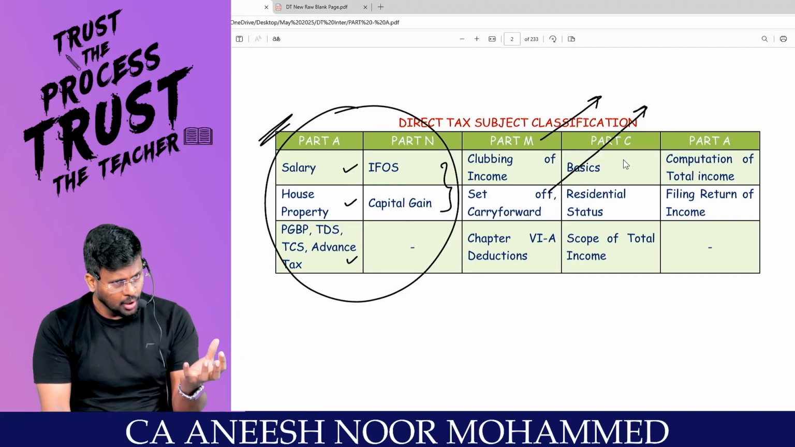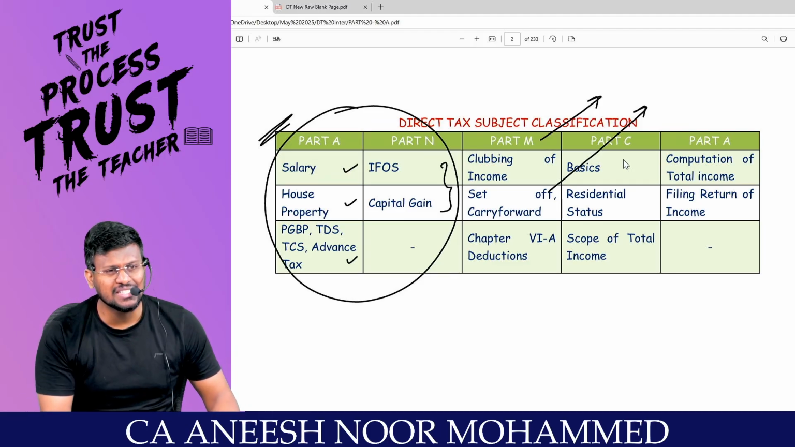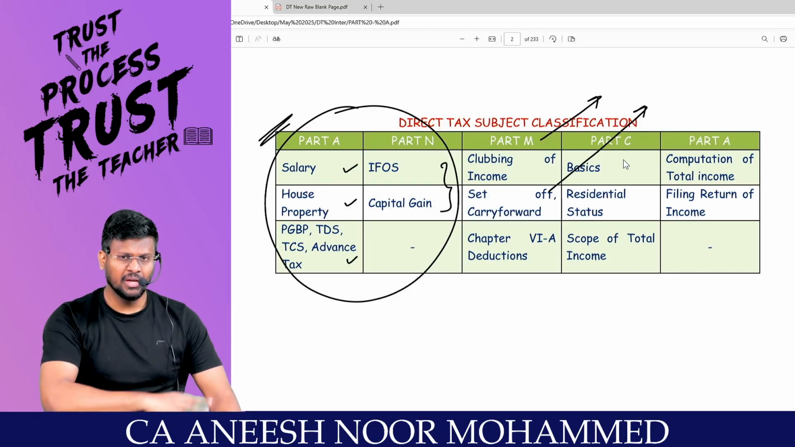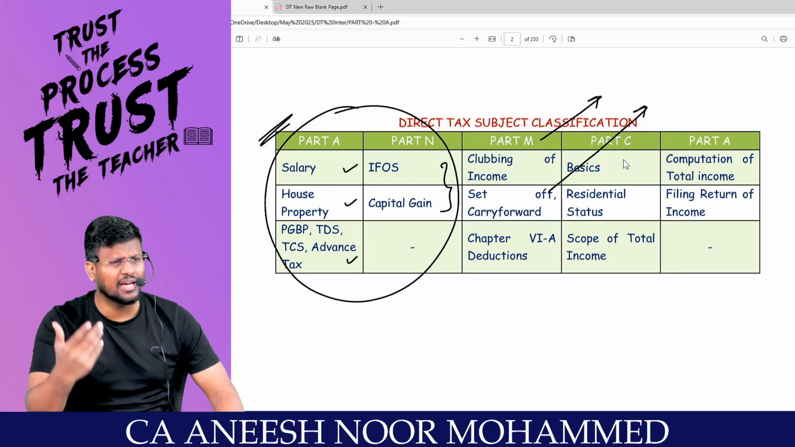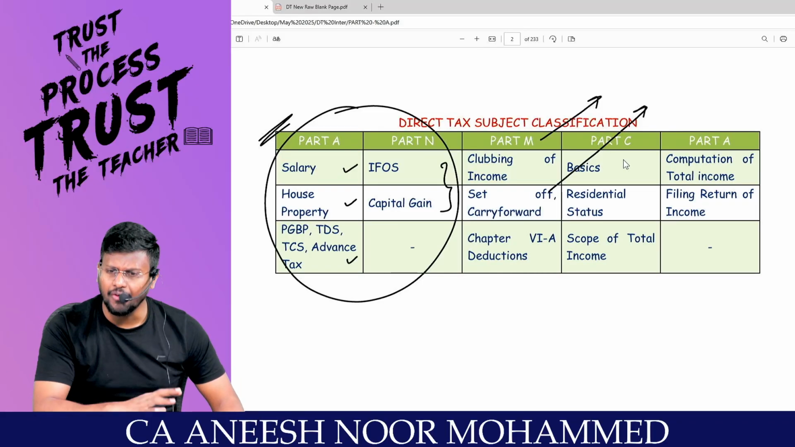How to set off the loss from one head against another head is called set off and carry forward. Sometimes the current year's income may not be sufficient to set off, so we will be doing set off and carry forward.